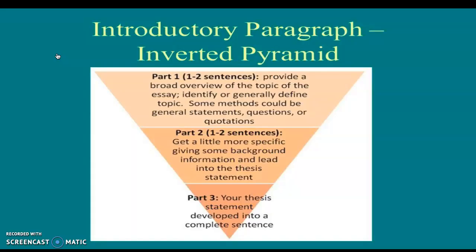I like this graphic, this inverted pyramid. This shows you a really good way to write your introductory paragraph. We start with a broad overview of the topic of the essay. You identify or generally define the topic. You can have a general statement, questions, or quotations. Part 2, you start to move into giving more background information that will lead to the thesis statement, and then this is your thesis statement developed into a complete sentence.